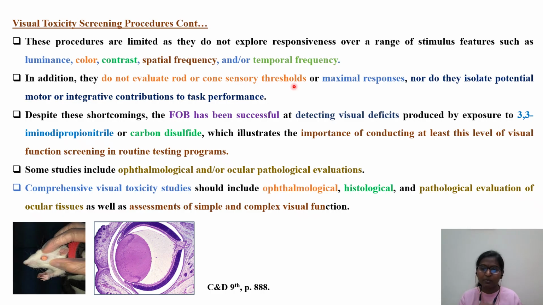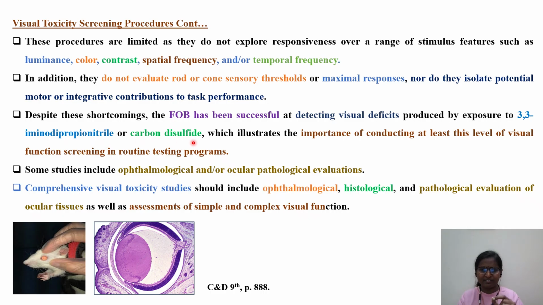As part of the first picture you saw, an important part of the eye is the rods and cones, no? So they are not evaluating the rod or cone sensory threshold or maximal responses, nor do they isolate potential motor or integrative contribution to task performance. So all these things are also not being evaluated under this FOB visual inspection. Despite these shortcomings, FOB has been successful at detecting visual deficits produced by exposure to, and this is an example they are giving, 3,3'-iminodipropionitrile or carbon disulfide.